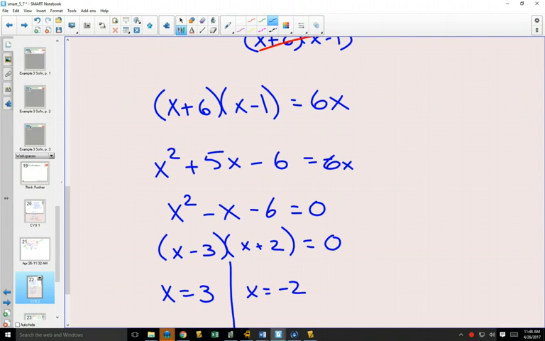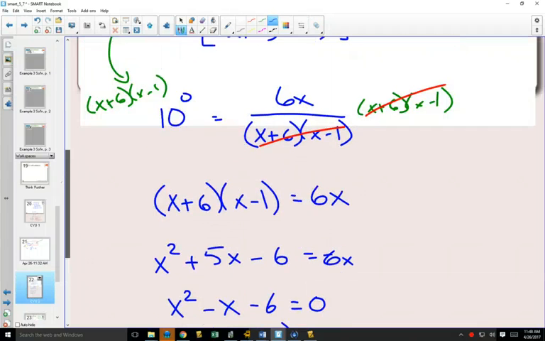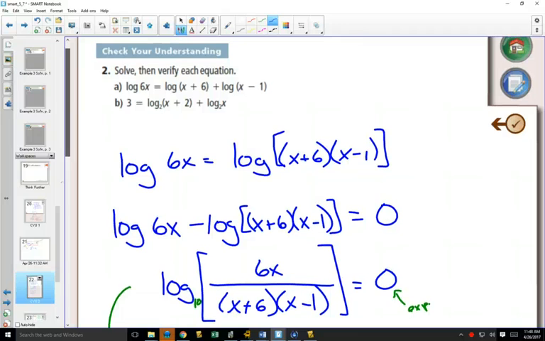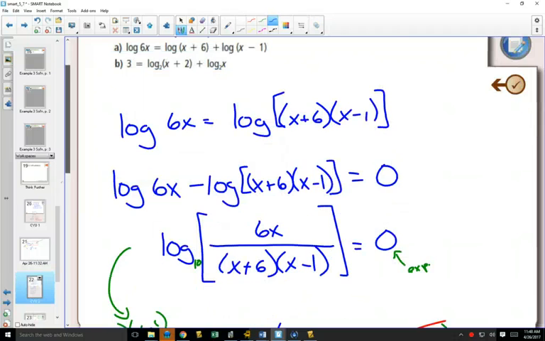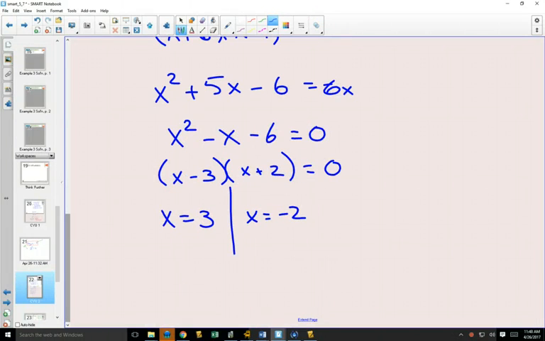So we've got two answers, x equals 3 and x equals negative 2. The last thing we have to do is check. We plug it back into our original equation. So plug in 3. Here I'm going to get log of 18, positive number. Good. Here I'm going to get log of 9. Good. Here I'm going to get log of 2. They're all positive. So I go down to my answer and say that one's good.